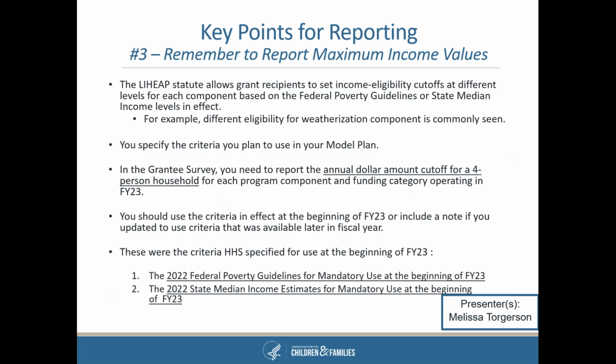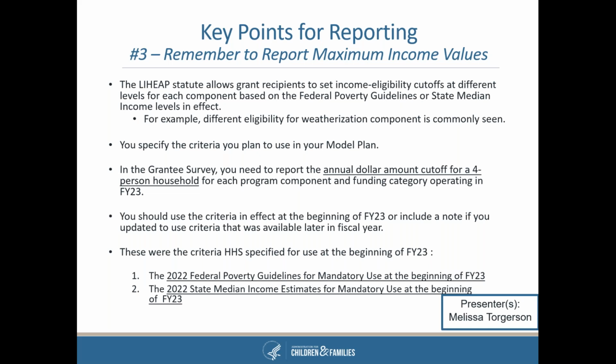the LIHEAP statute allows you all to set income eligibility cutoffs at different levels for each component. And this is based on federal poverty guidelines or state median. One of the examples Dan has put in these slides is that we know the weatherization component often has a higher threshold. We know some people set cooling program thresholds different than their heating benefits. And so we understand if there are different amounts, and you need to account for that in your report.